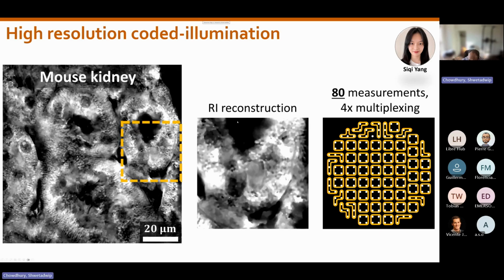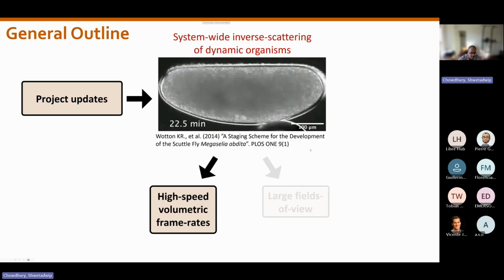So the obvious next step is to figure out whether we can identify groups of angles that can optimally reconstruct our sample. And that's something that we're actively working on now. We don't have any experimental data on that yet, but hopefully we have some data to share in the coming months about that. Okay, so this is kind of our strategy for achieving high-speed volumetric frame rates.